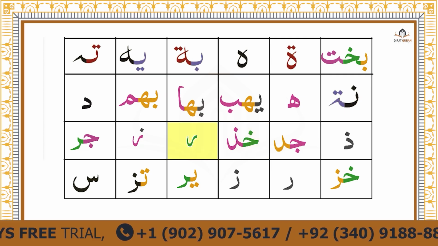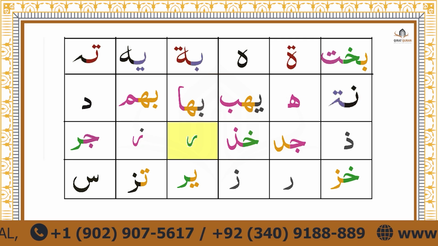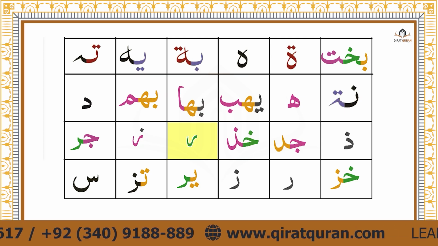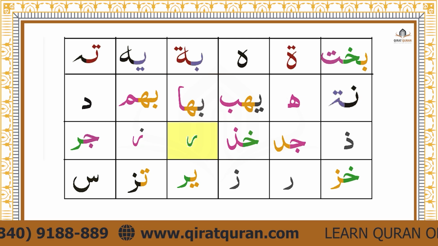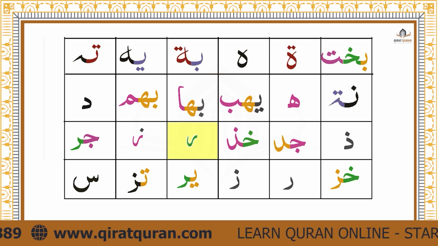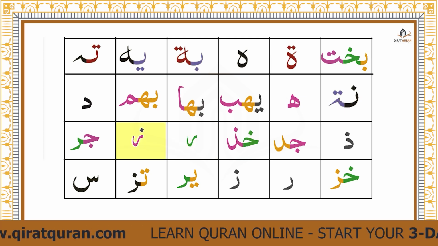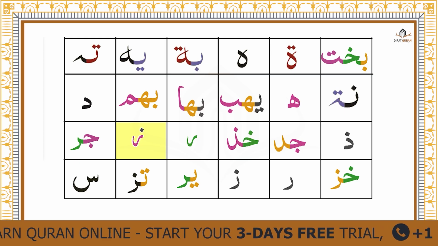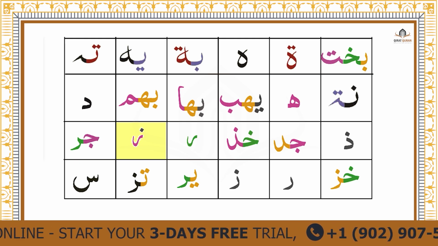The next letter is ra. Ra is in its original shape here, so that's why we can recognize that this is ra. And the next one is za.